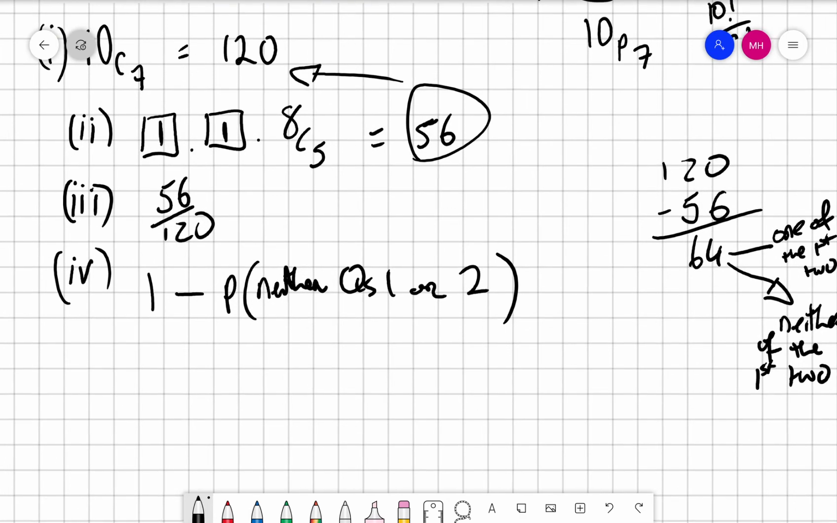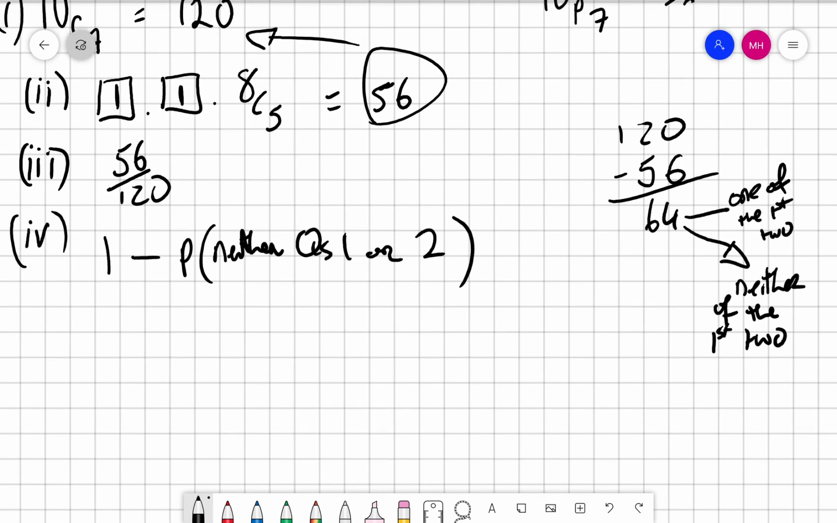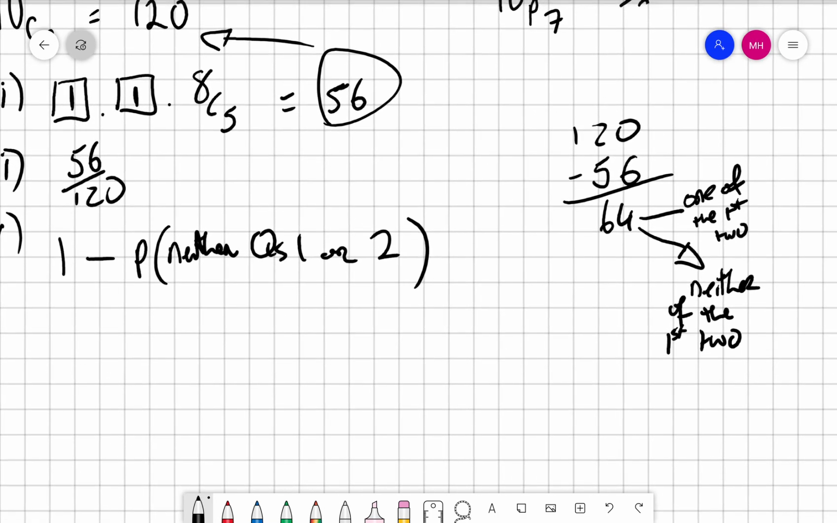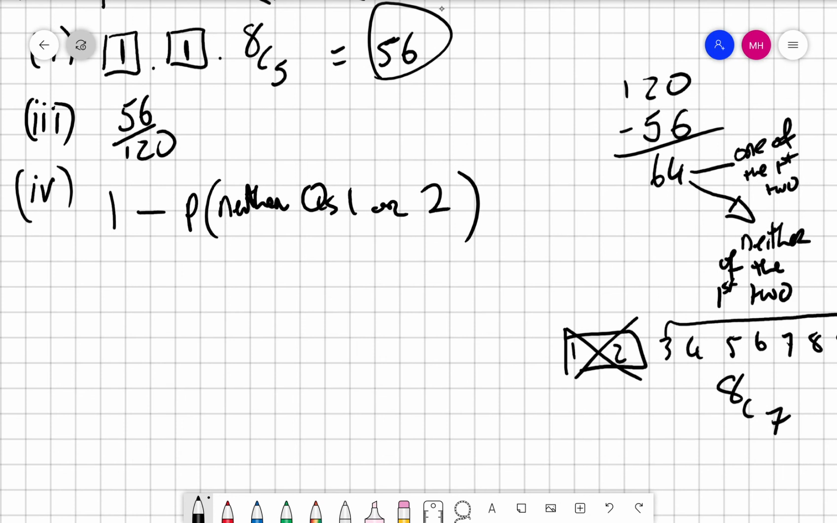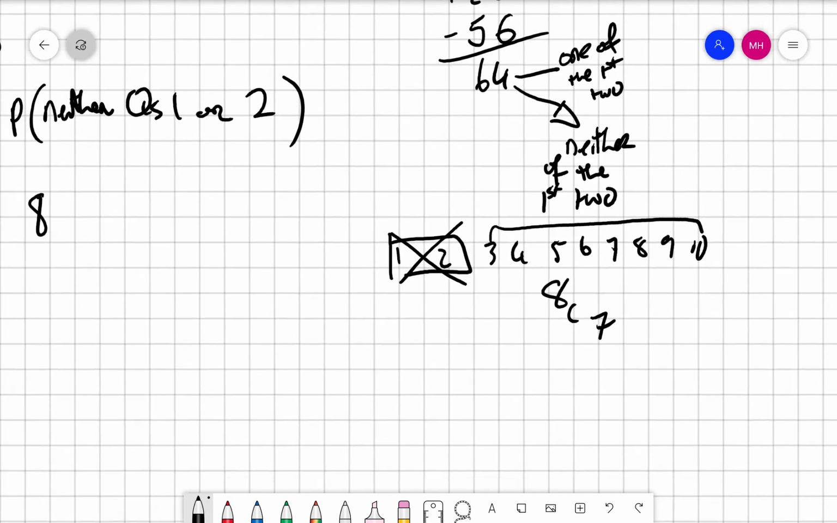So how do you work out the probability of neither? There's 10 questions, and the first 2 are out. The question suddenly becomes, what's the probability of picking 7 out of these remaining 8? How many ways would we pick 7 from 8? So we'll put that in our calculator. Sorry, 8C7 is 8. So there's 8 ways that you can pick 7 from 8. So the probability of selecting neither is going to be 8 out of 120.